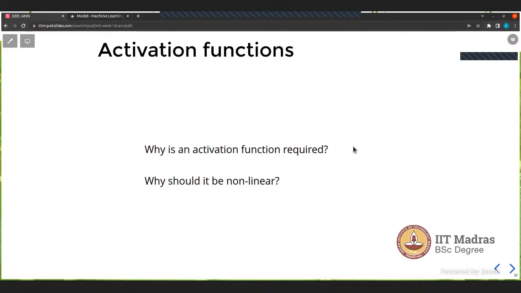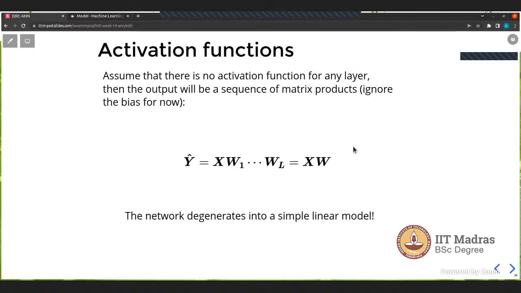Why are activation functions required? If you remove activation functions, then it's just a cascade of matrix multiplications. Even if you have L layers, or however many layers you want to add, if you remove the nonlinear activation function, it degenerates into a linear model. So there is no use of having a neural network. That's why we have nonlinear activation functions. It's not just some activation function, it's a nonlinear function.